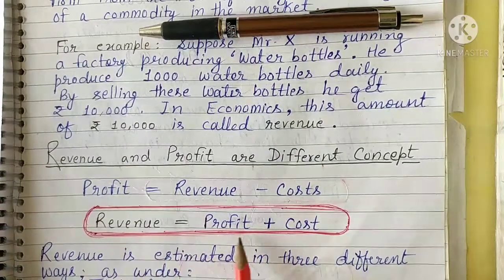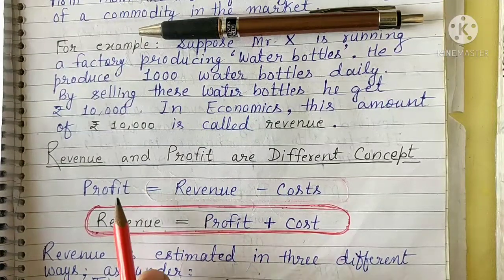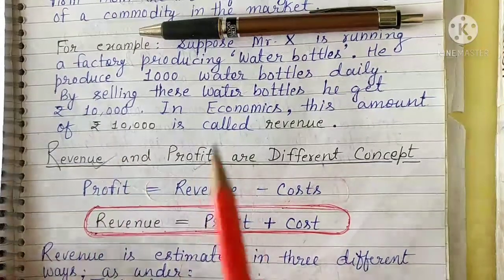Okay, so revenue is what? Profit plus cost. Revenue is profit and cost both. That is called revenue. But profit is what? Revenue minus cost. So they are both different terms, revenue and profit.